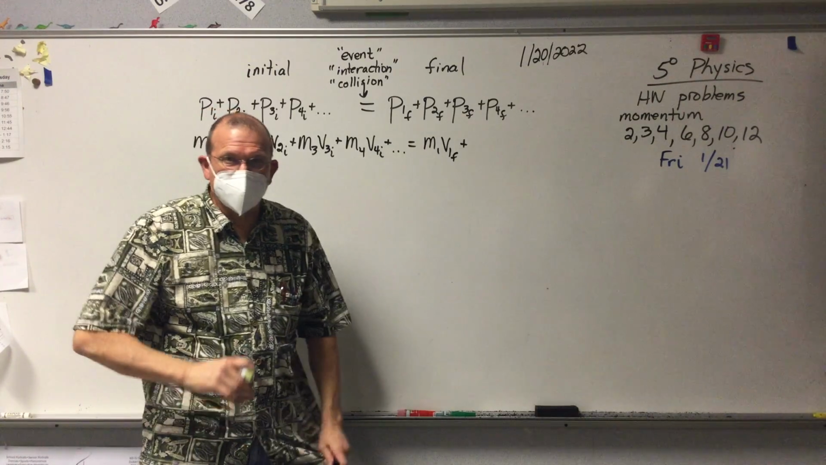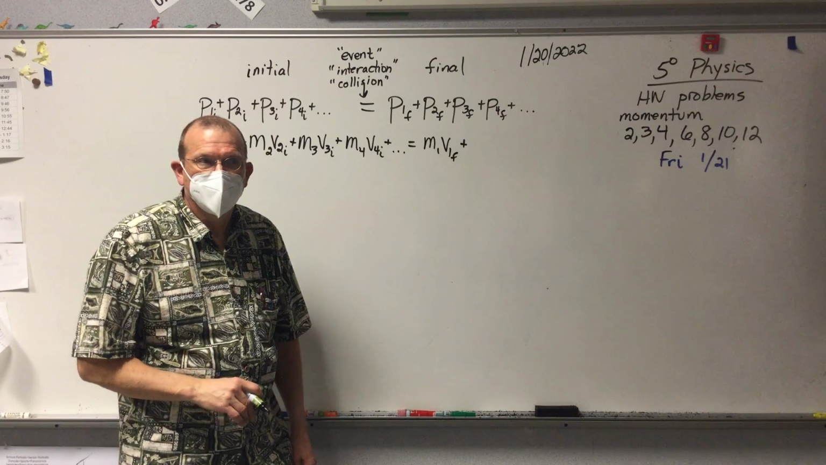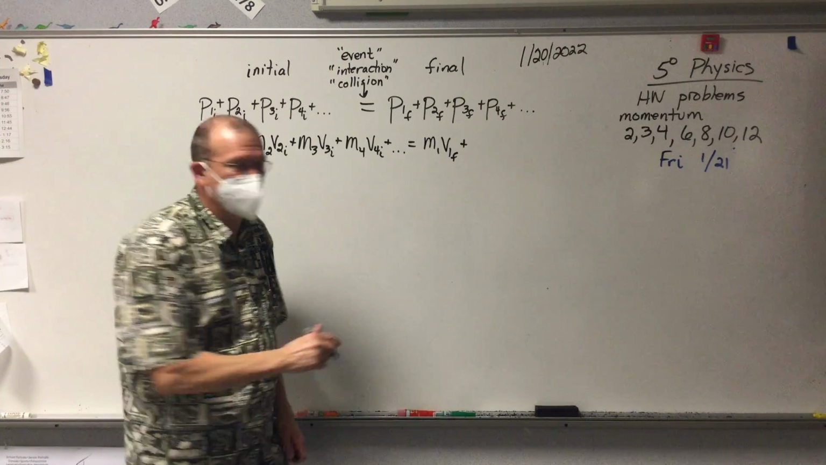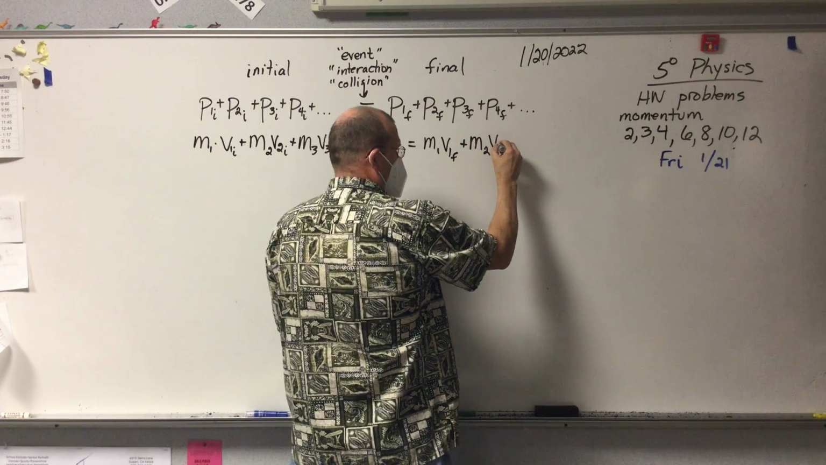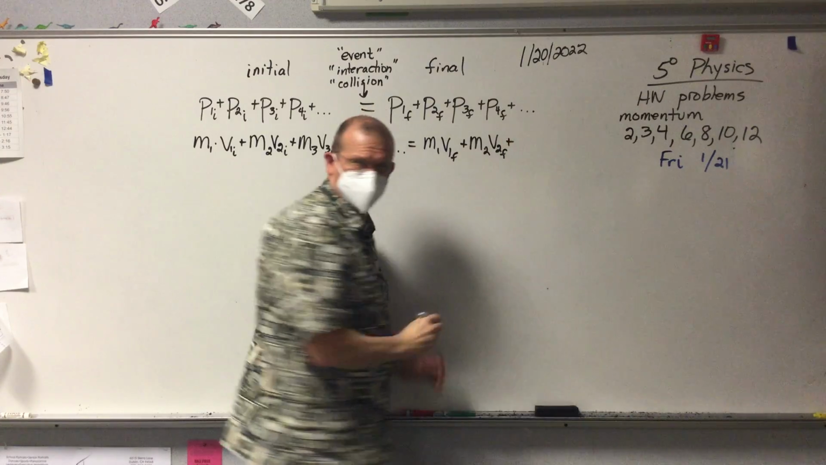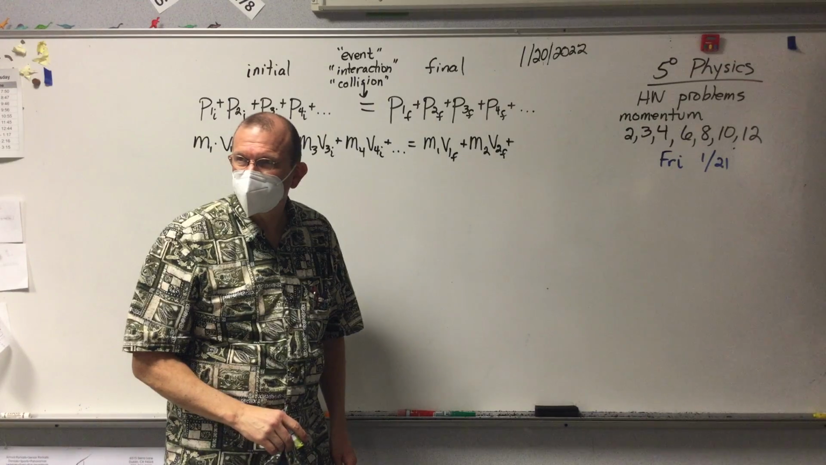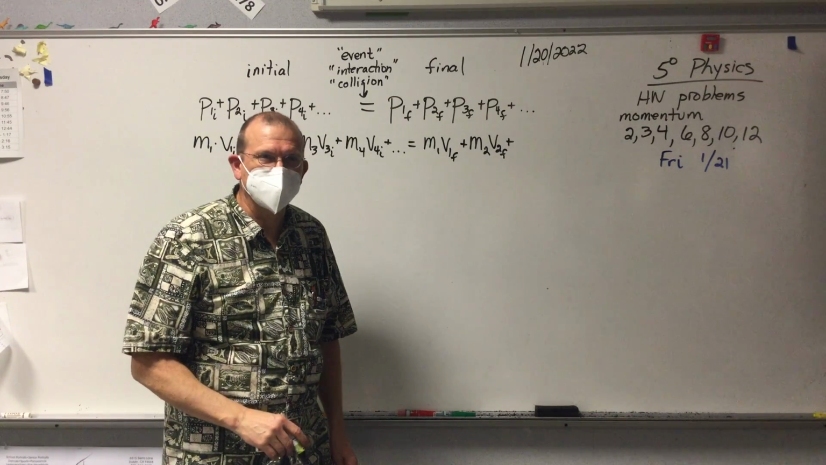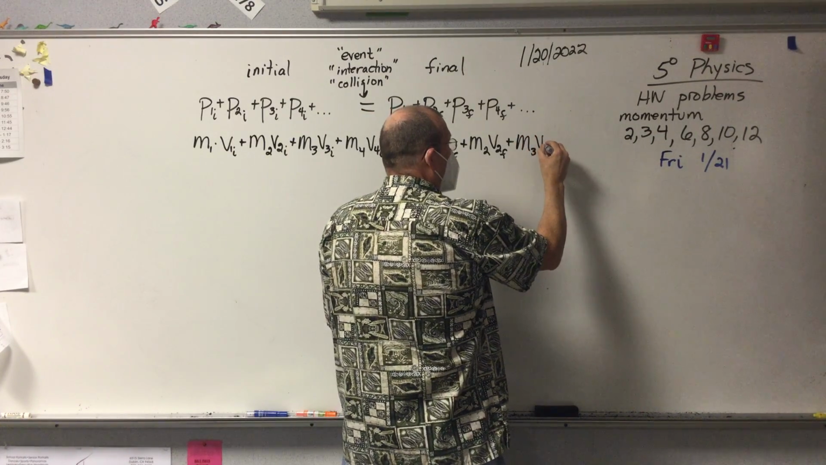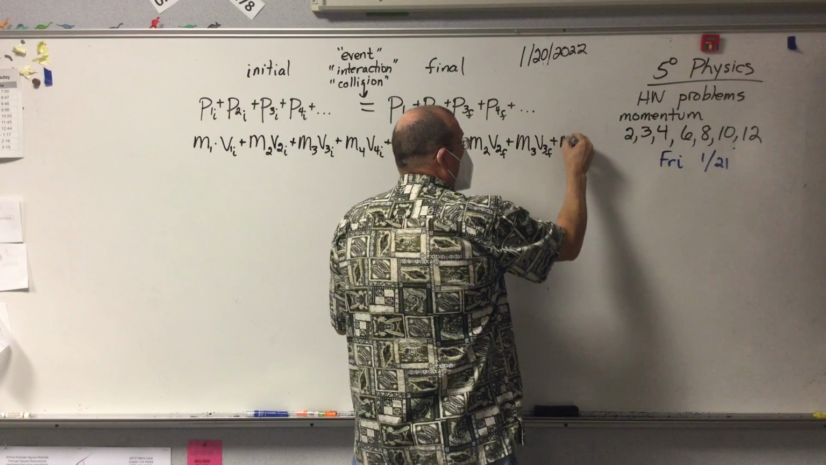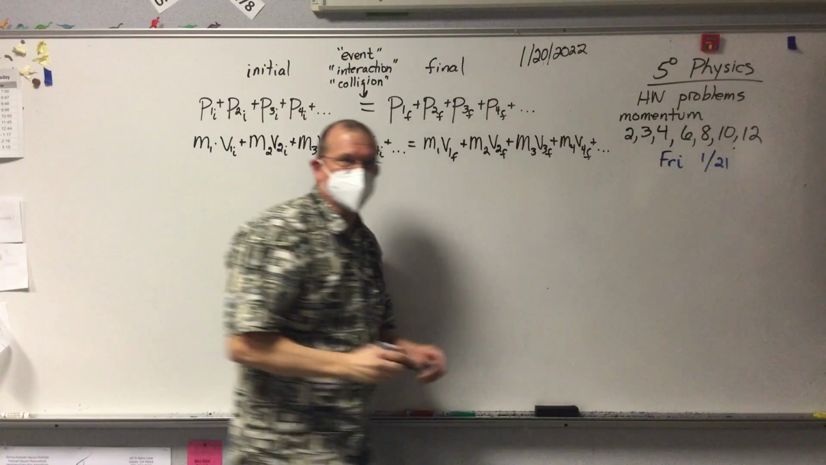Okay, somebody give me the next one. One more. Okay, Connor. I'd say M2 and then V2F. And you would be correct. Awesome. Should I finish? This is really like trying to pull teeth with you guys. Next one would be M3 V3F, M4 V4F, and then we have our ellipses again.